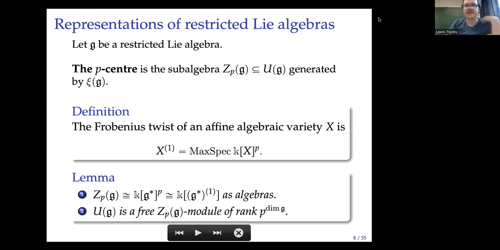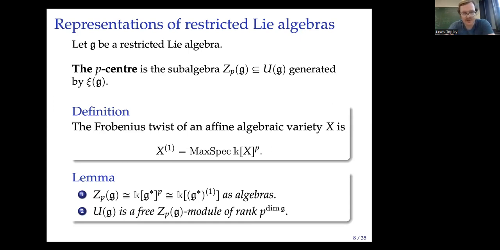So now I can tell you what you can do with the restricted structure. What does it give you in terms of representation theory? The main difference, and this is the huge difference between working in characteristic 0 and characteristic p when studying representations of Lie algebras, is that you have this p-center. This is just the subalgebra of your enveloping algebra which is generated by the image of the map psi. And let me give you a definition before I state the lemma. The Frobenius twist of an affine algebraic variety X is defined to be X^(1), which is the maximal spectrum of p-th powers. That's quite a naive way of writing it down, but it's suitable for our purposes.